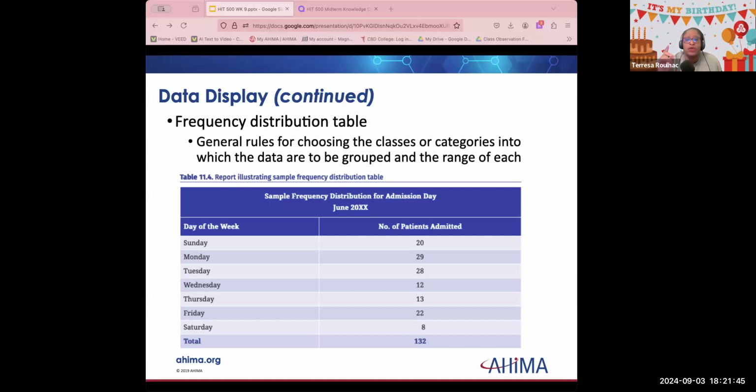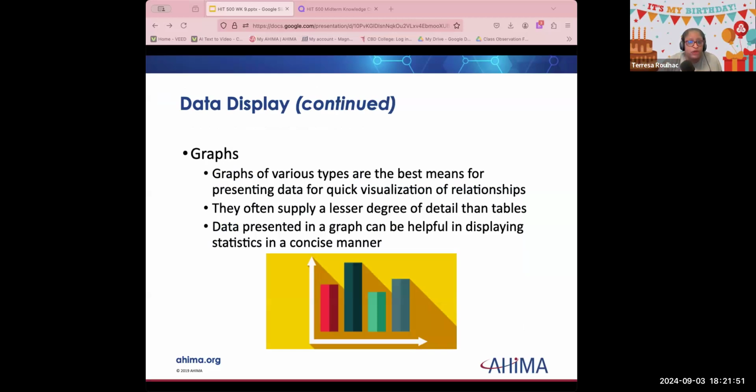Now we're going to break down each type of display data, starting with graphs. And you're going to want to be able to differentiate which presentation goes with what type of data display.